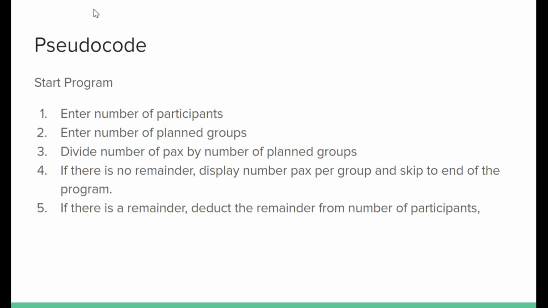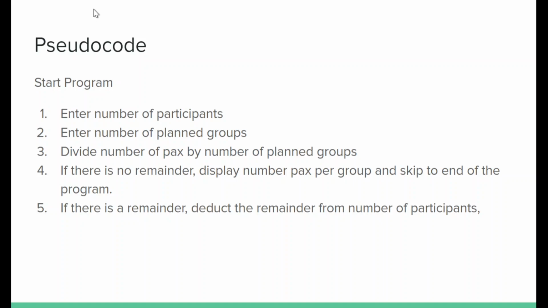Now, to show you some example, this would be a pseudocode for a particular program. Step 1, enter number of participants. Step 2, enter number of plan groups. Step 3, divide number of participants by number of plan groups. Step 4, if there is no remainder, display number of participants per group and skip to the end of the program. Step 5, if there is a remainder, deduct the remainder from the number of participants.